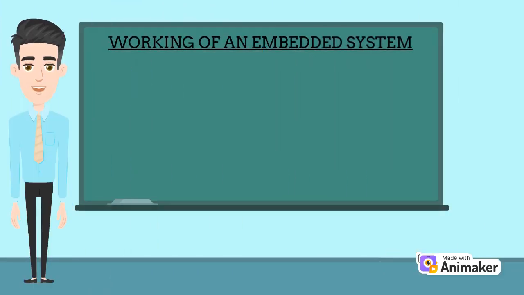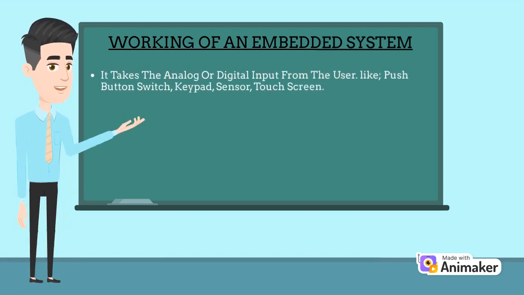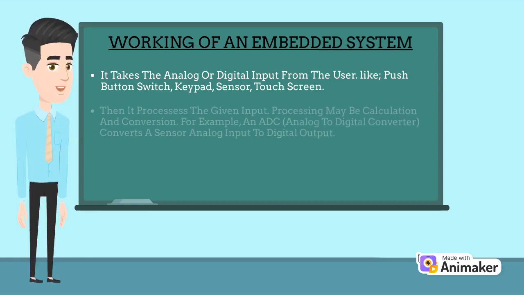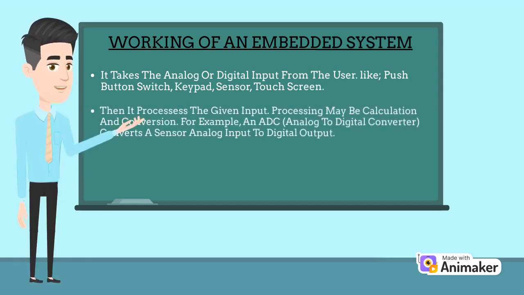Now, let's see the most important part of embedded system, that is its working. Every embedded computing device, may it be your computer or mobile, has some inputs and corresponding outputs. Here's an example of how an embedded system works. It takes the analog or digital input from the user, like push-button switch, keypad, sensor, and touch screen. Then it processes the given input. Processing may be calculation and conversion.